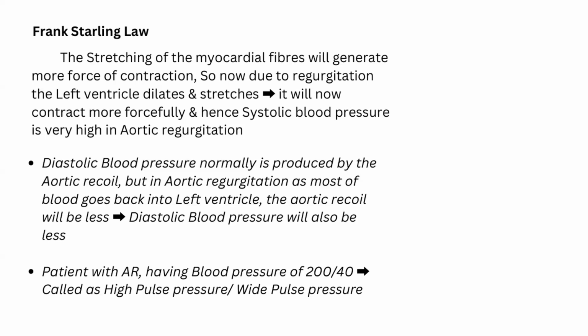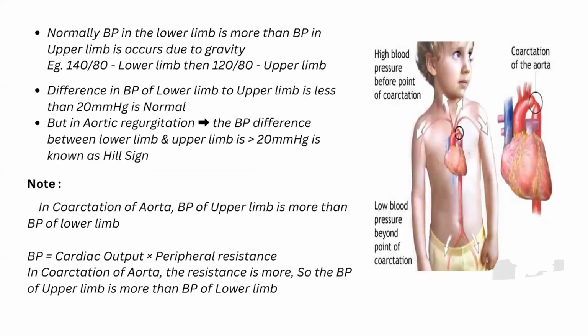That means systolic will be very high and diastolic will be very low. So there's a lot of gap between this systolic and diastolic blood pressure. So this is called a high pulse pressure or wide pulse pressure. High pulse pressure or wide pulse pressure is seen in aortic regurgitation.